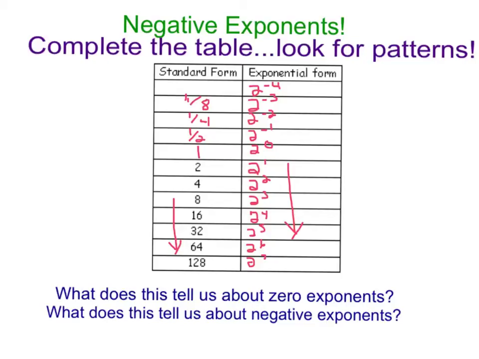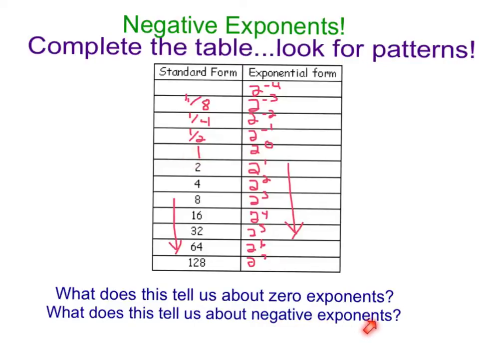Notice the pattern here and how these are related. 1/8 is 2 to the negative 3rd, where 8 is 2 to the positive 3rd. Or 1/4 is 2 to the negative 2nd power, but 4 is 2 to the positive 2nd power. And also notice this right here. 2 to the 1st is 1. So what does that tell us about zero exponents? This is just one example. You're going to do the rest on your homework. But here you can see anything to the 0 power is 1.